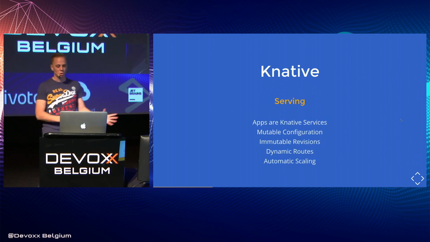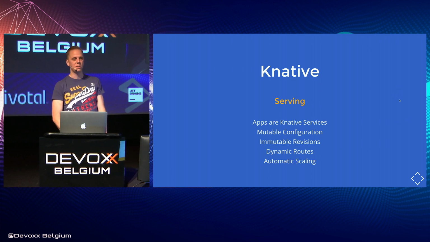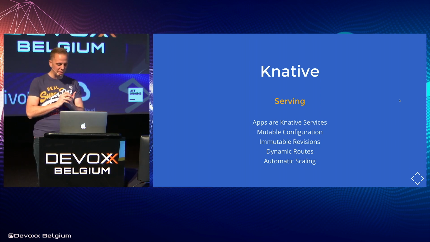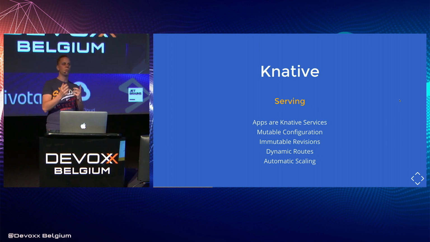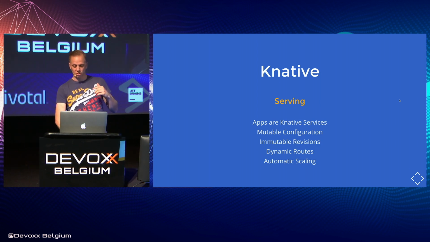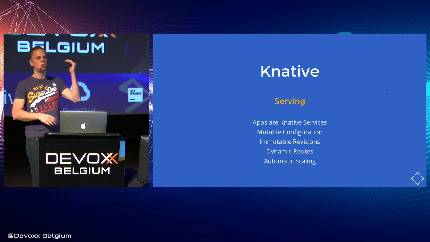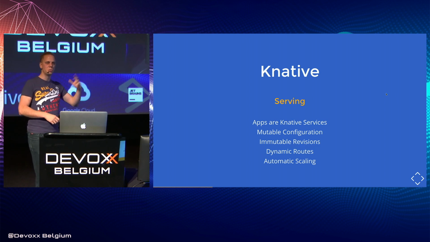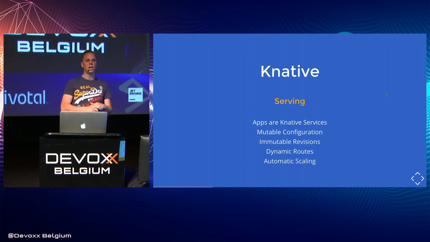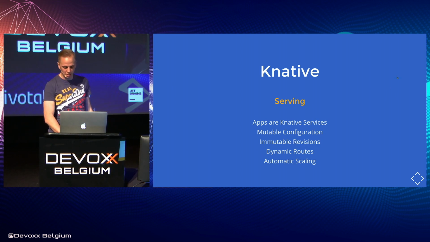They have a part called serving, and they define their own custom resources in Kubernetes. So they extend Kubernetes. More about that in Ray Tsang's talk. And they allow for mutable configuration. So you can change the configuration of an app, and configuration is mutable. Each configuration change creates a revision, which is immutable. So a revision is like version 1, version 2, version 3. You can switch between the revisions, and you can also route A/B test, canary test between revisions.